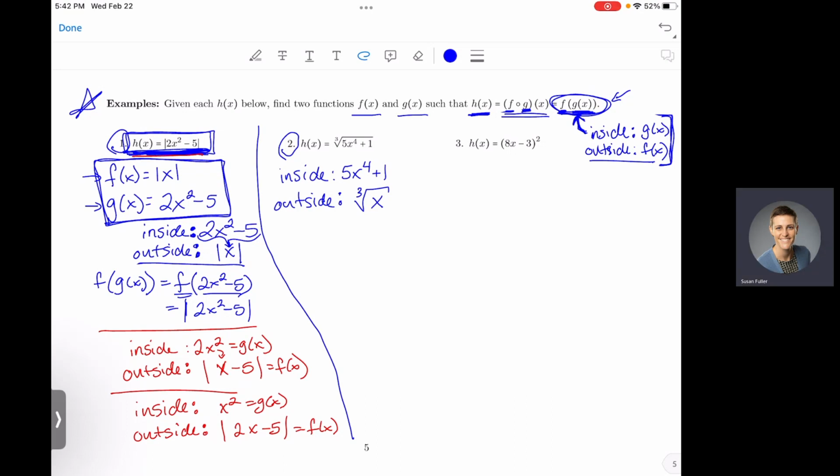So my inside function is 5x to the 4th plus 1, and my outside function is the cube root of x. If I take my inside function and plug it into my outside function, I get what I started with, which is exactly what we needed. And again, g of x is my inside function, so g of x is 5x to the 4th plus 1. And f of x is my outside function, so f of x is the cube root of x.